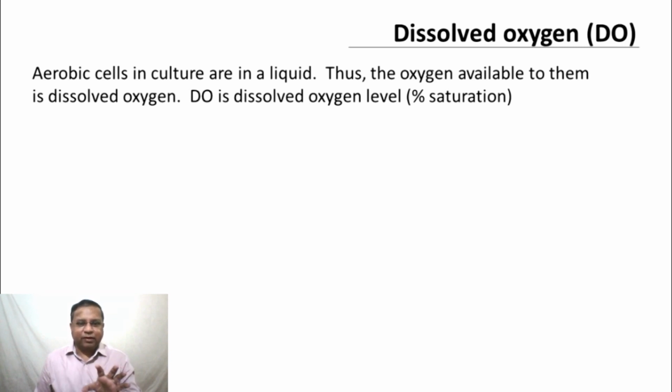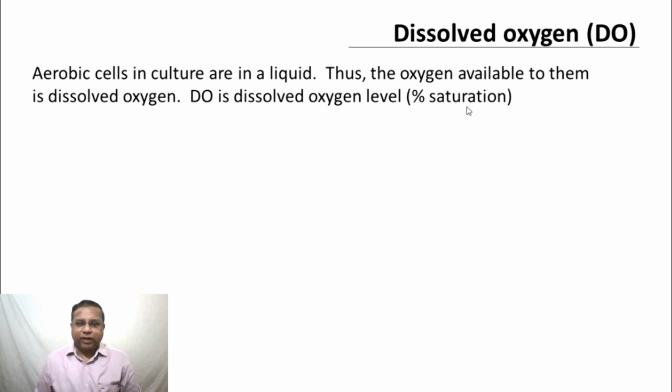If you replace air with 100% oxygen gas, the oxygen concentration at equilibrium in the liquid is going to be very different. It is going to be about 40 ppm compared to 8 ppm when you have air, which contains only 21% oxygen. You need to keep this in mind.